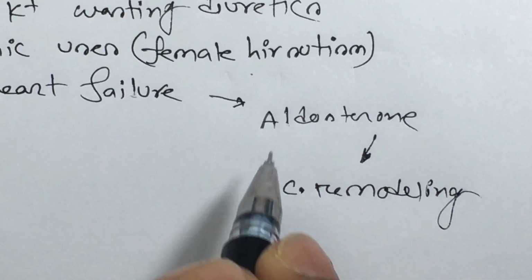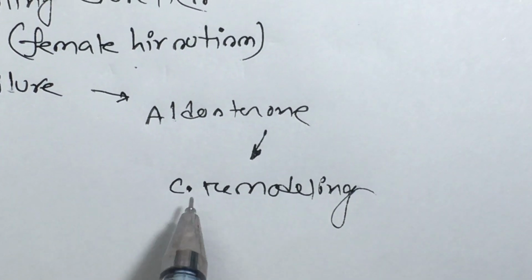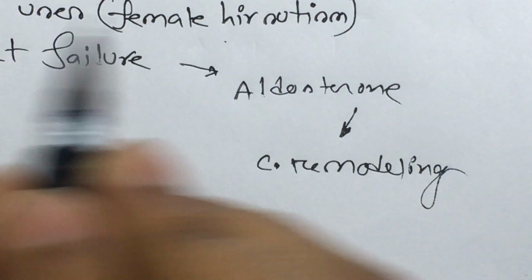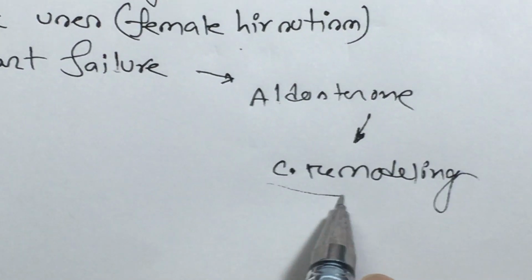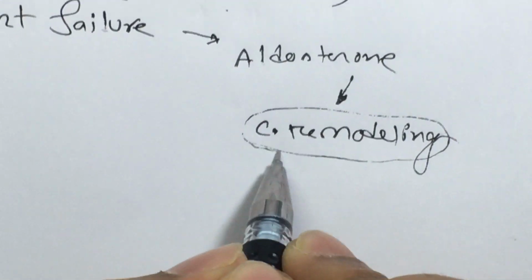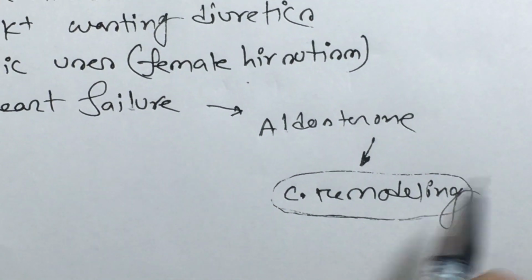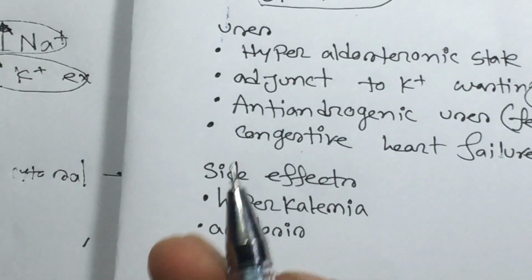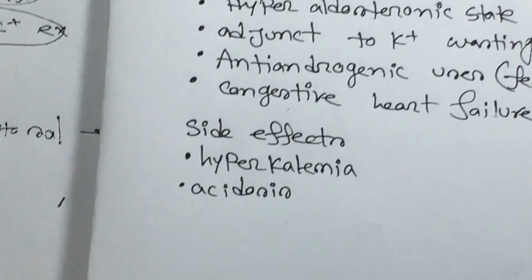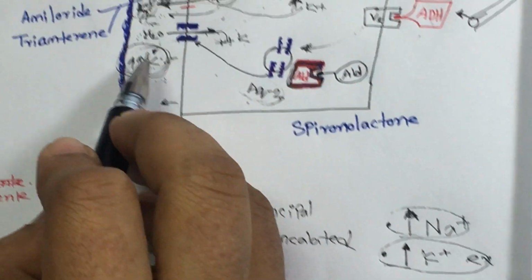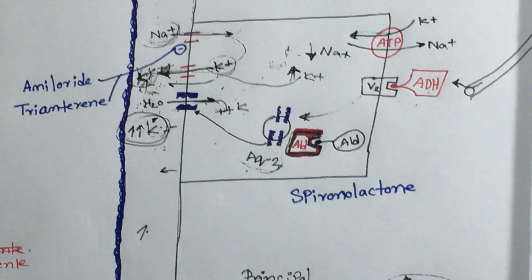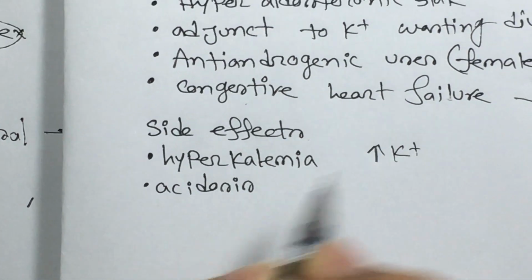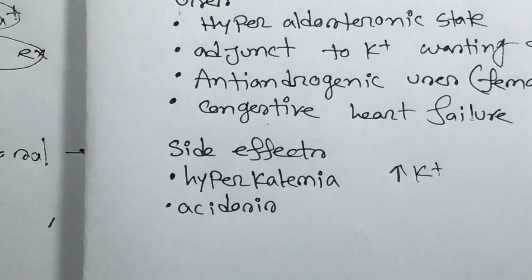So if we block this aldosterone receptor by this spironolactone, it will not cause the cardiac remodeling in heart failure patients. And a side effect: because of this drug we are not losing the potassium, so it causes hyperkalemia, that means blood potassium level increases. Okay, so we know one thing.